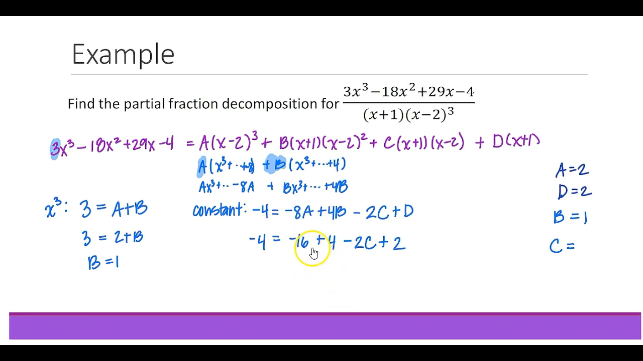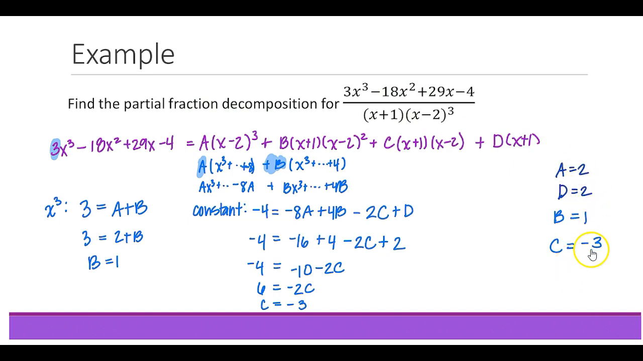So now we can go ahead and just start adding things up on this side. We're going to have negative 4 is equal to negative 10 minus 2c, or 6 is equal to negative 2c, divide by negative 2, so we have c is equal to negative 3. So I have my coefficients, my a, b, c, and d. That's what we're solving for when finding the partial fraction decomposition.